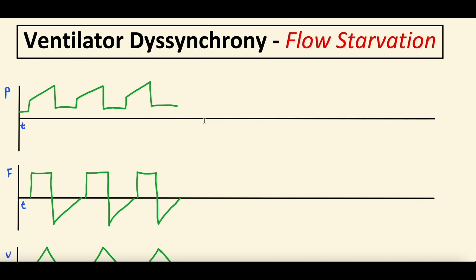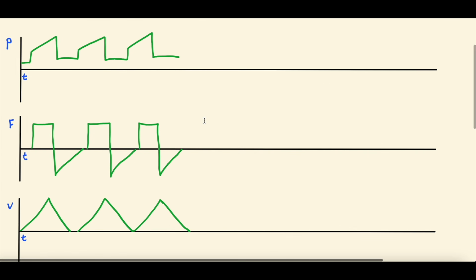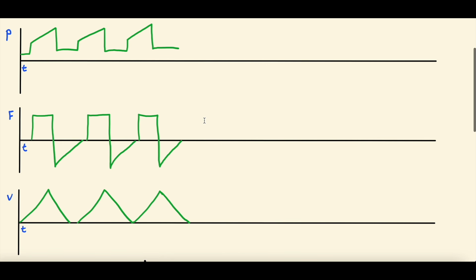So, flow starvation is a type of ventilator dyssynchrony, and it's one that can cause problems with patients. Number one, patients clearly are not getting what they want from the ventilator. They're flow starved. So we, as the ones who set those settings on the ventilator, are not giving the patient what they're trying to get from the ventilator. So it's uncomfortable for the patient. In addition to that, it can cause a degree of respiratory compromise, especially if it gets more significant.